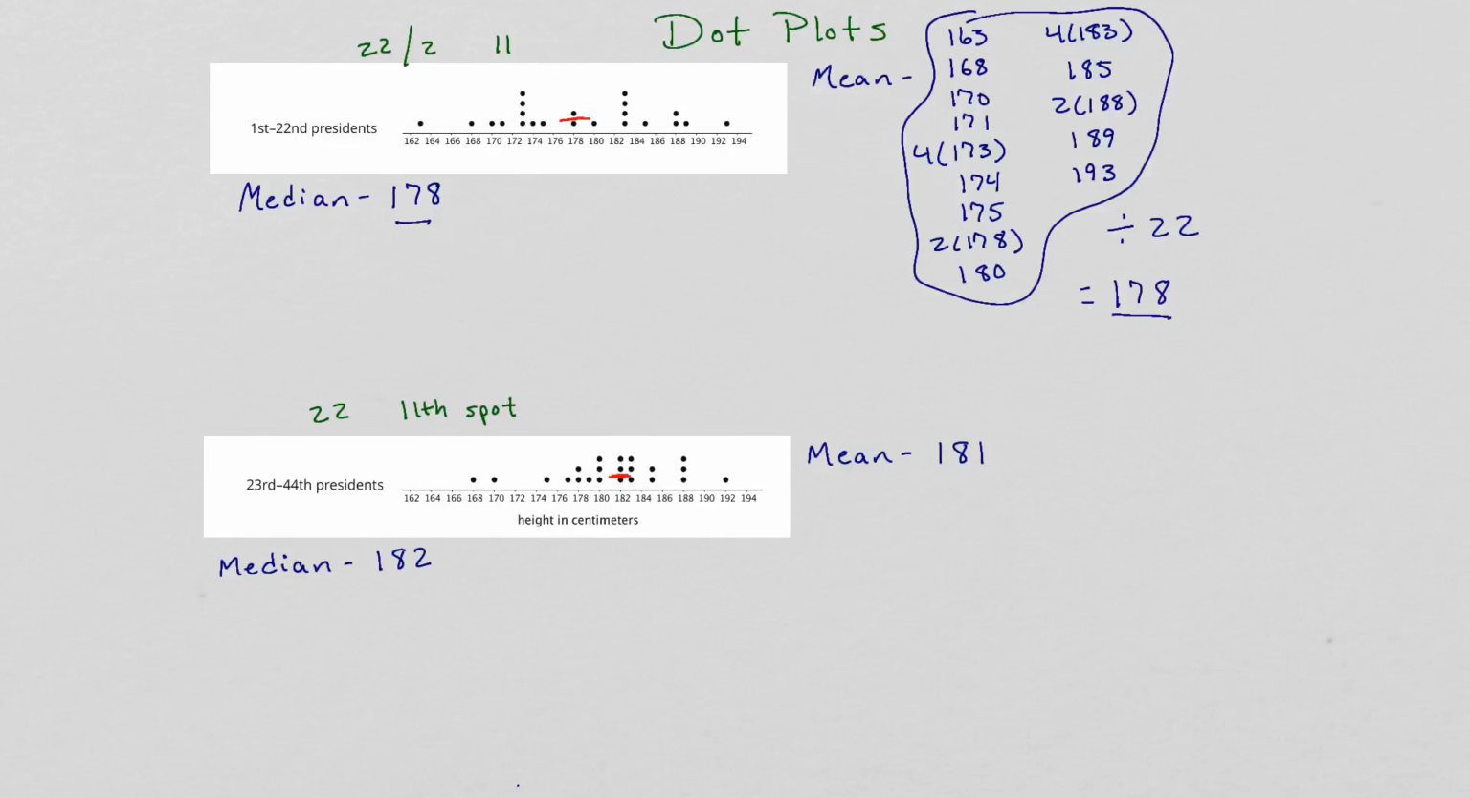Now the next question is, are the heights of the first 22 presidents more alike than the heights of the second 22 presidents? And it looks like to me they're more spread out here than here. But in the next video, I'm going to show you how you can find that from statistical data as well.